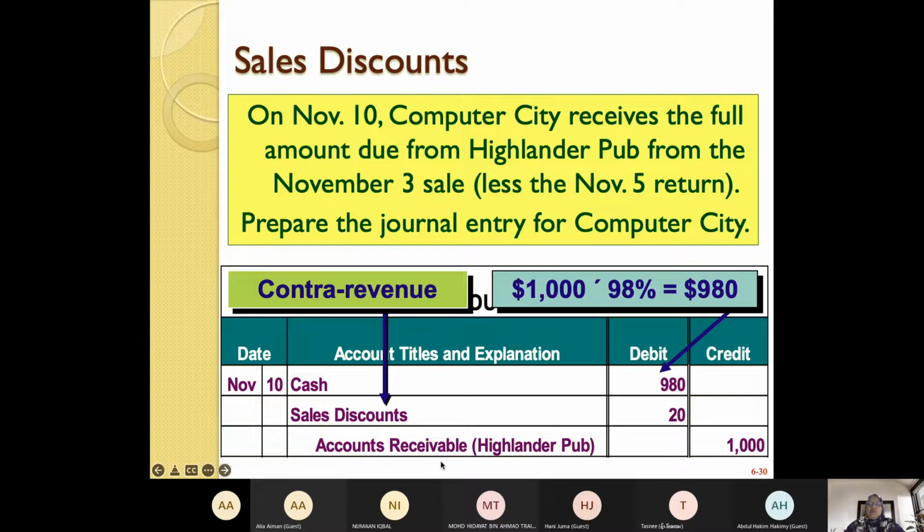But you're going to credit your account receivable, the balance, which is the 1,000, which is credited in your accounts receivable, right? So this shows you the sales side. In the previous, we went into the purchases, and now we are looking at the sales discount on the sales side.